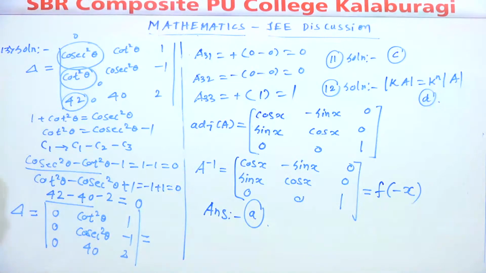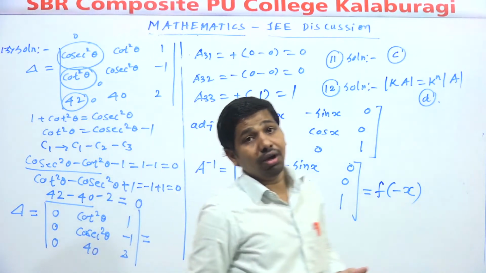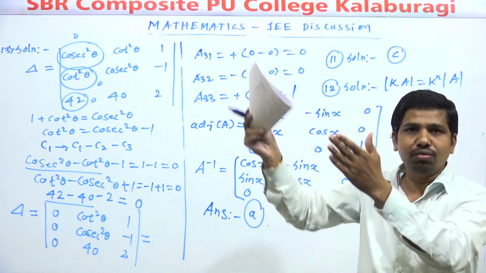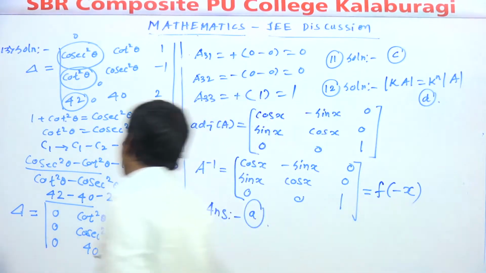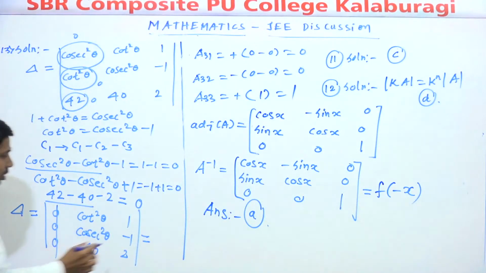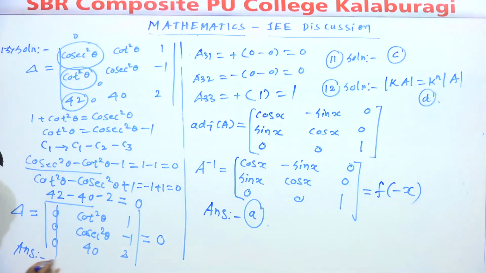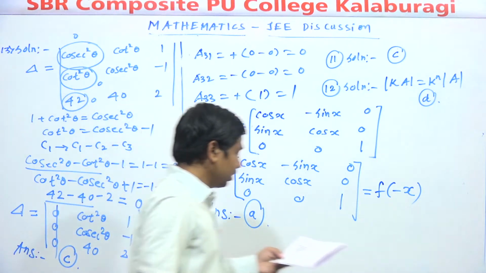Now we have a property: if any row or any column is made up of 0, 0, 0, then the value of the determinant is equal to 0. So here C1 is 0, so the total value is equal to 0. Which option is correct? It's option number 3. The answer is C. C option is correct. So this was the 13th question.